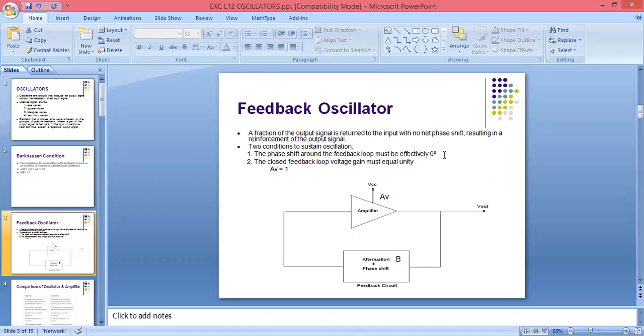in between output and the feedback network. Again there is a second condition, and that is the closed loop voltage gain will be equal to 1. It means what? It must be equal to unity. So we can write AV equal to 1. These are the two conditions to use feedback as an oscillator.